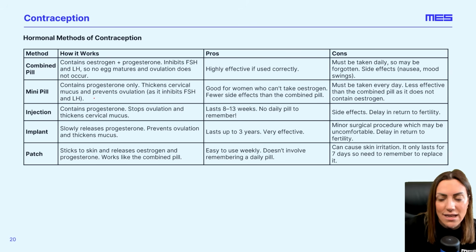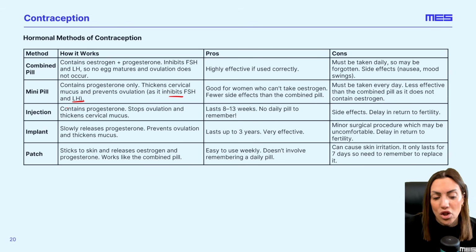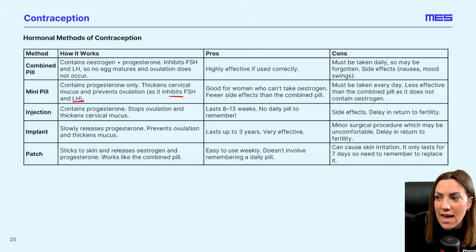Now, the mini pill is very similar, but the mini pill only contains progesterone, not estrogen. But again, it works in the same way in that progesterone inhibits FSH and LH, so eggs do not mature and egg cells are not released from the ovaries. It also thickens cervical mucus, so it's very hard for any sperm cell to even reach the egg cell if an egg cell is released. It's good for women who can't take estrogen. It has fewer side effects than the combined pill, because it is just progesterone only.